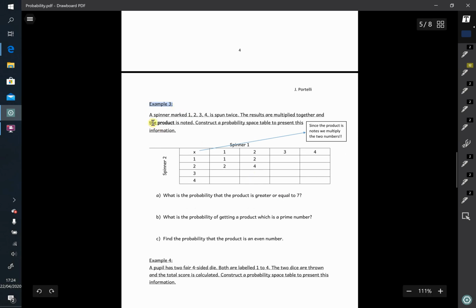Here it's mentioning a spinner marked 1, 2, 3, 4 is spun twice. So here you've got spinner 1 and spinner 2 because I spun them twice. So they both have the same value: spinner 1 is 1, 2, 3, 4, and spinner 2, the same. Now here it's telling us what to do with the results. The results are multiplied together and the product is noted.